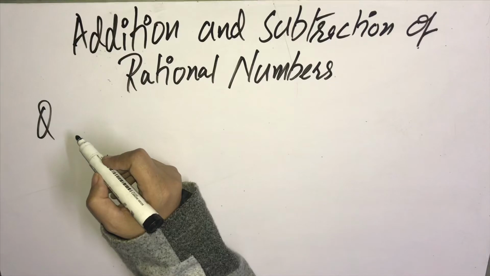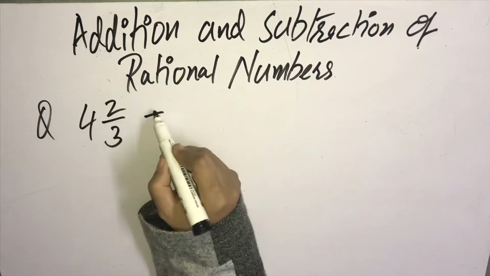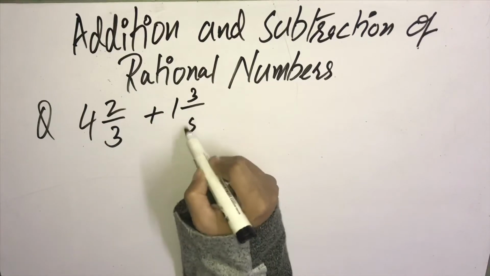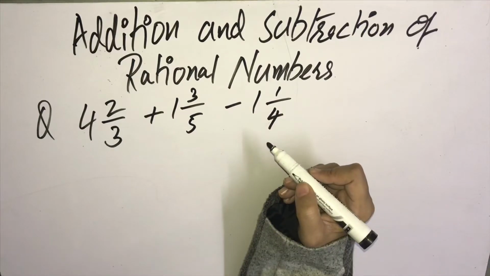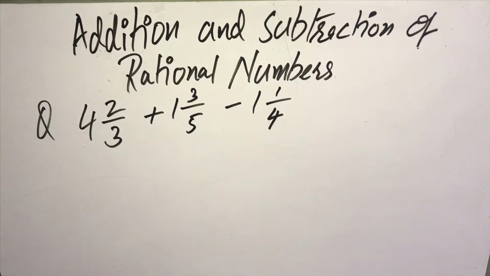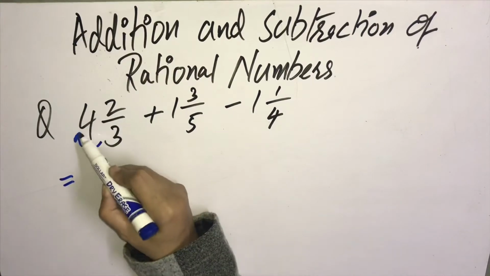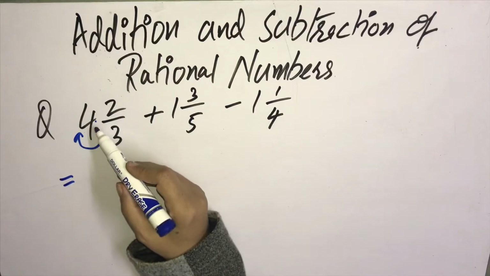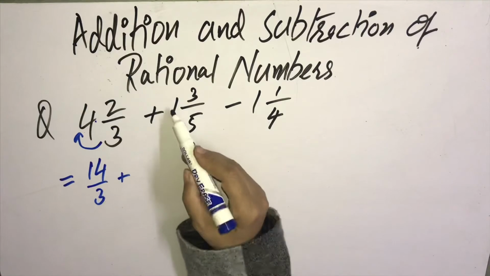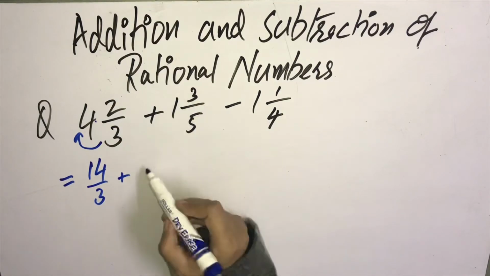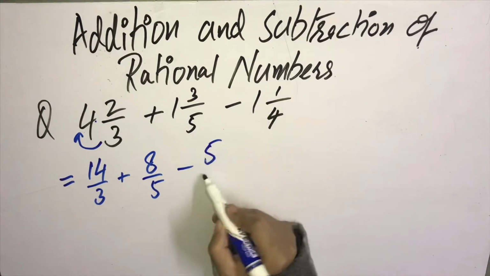I am going to take addition as well as subtraction at the same time, along with 3 fractions or mixed numbers. First step, we are converting them into improper fractions. What we do, multiply these two. 3 multiply 4 is 12 and 2, 14. 5 multiply 1 is 5 plus 3, 8. 4, 1 times 4 and 1, 5.